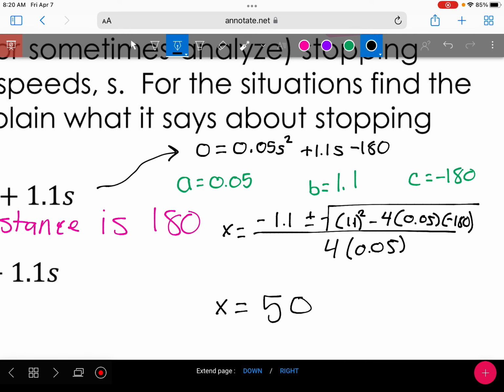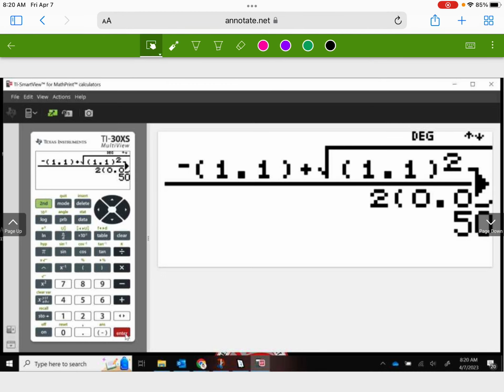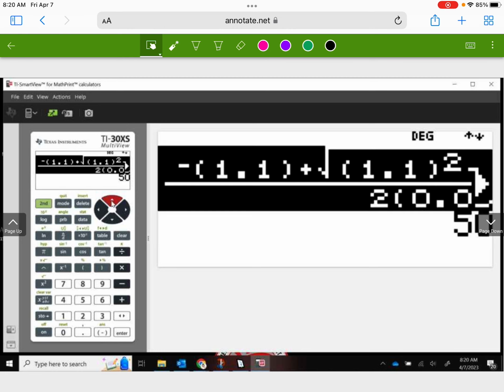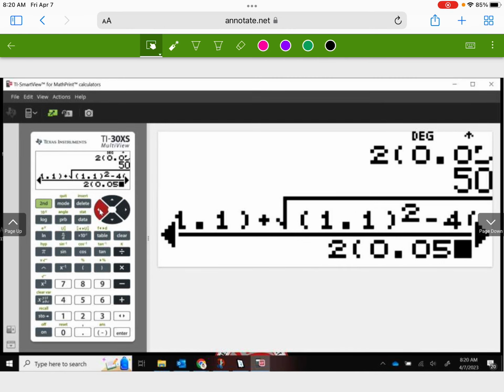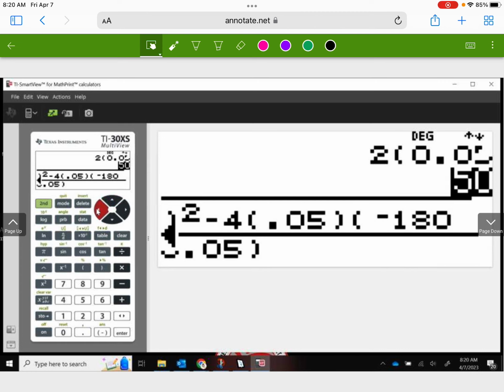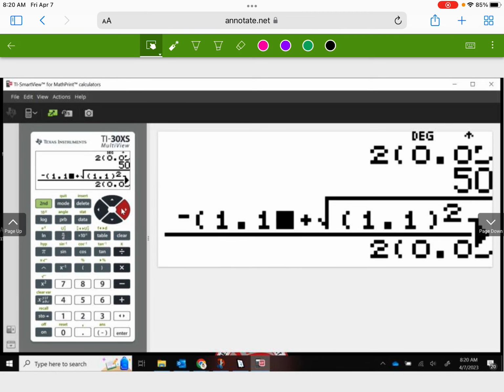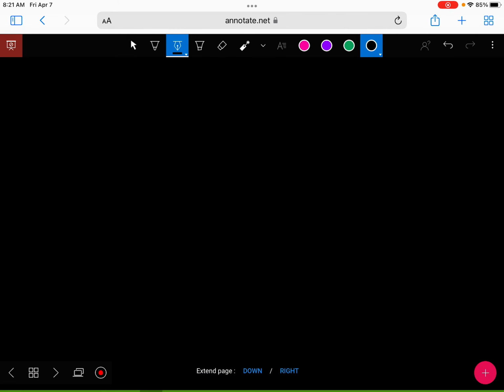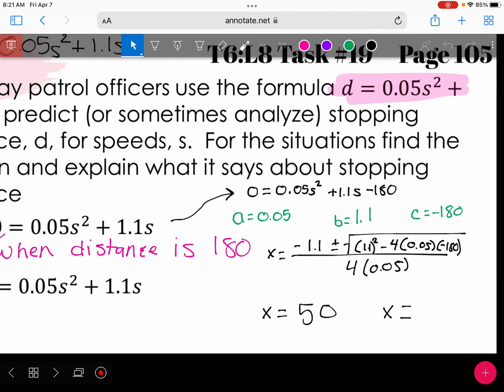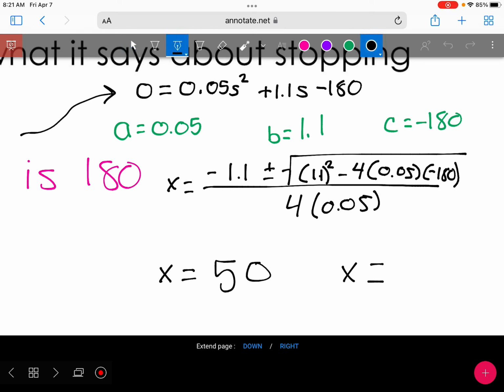And then we're going to do the whole thing again and see what we get for the minus sign. And we get negative 72. So our two solutions are 50 and negative 72. What do the x of 50 and x of negative 72 stand for in terms of this problem? Our speed.